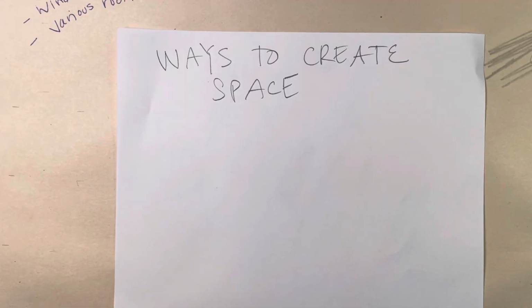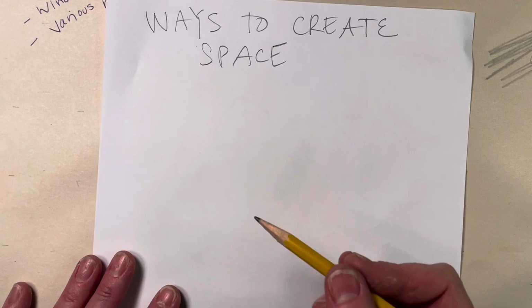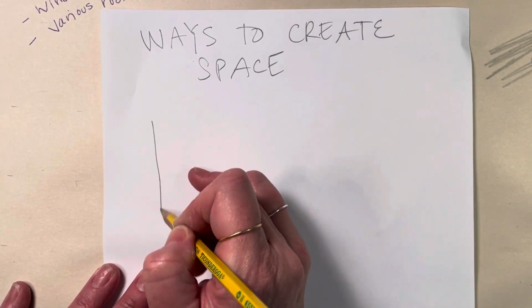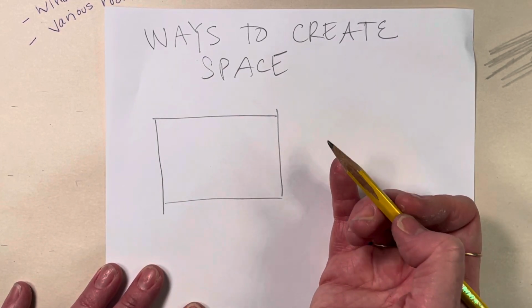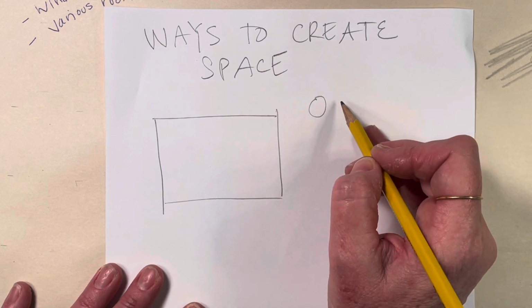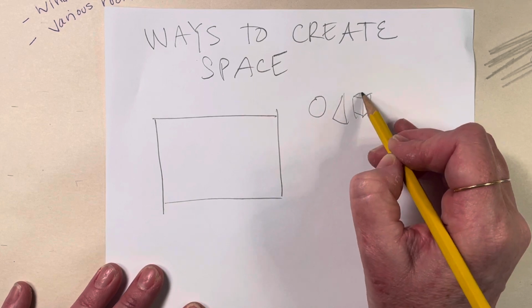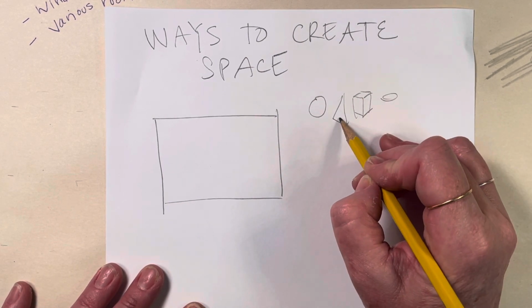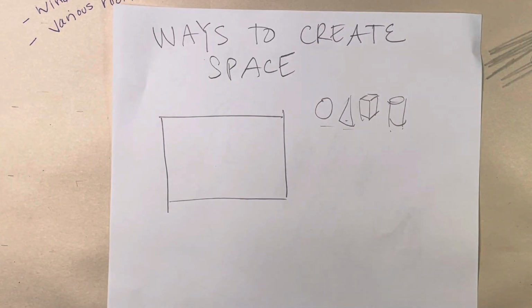All right, so this is ways to create space. There are some different techniques that artists have come up with over the years, going back a long time. So a couple of different things. Let's say this is your paper, okay? And we just learned how to draw a sphere, a cylinder, a cube, and a cone. So how do I put these into a drawing that makes it look like the illusion of space?